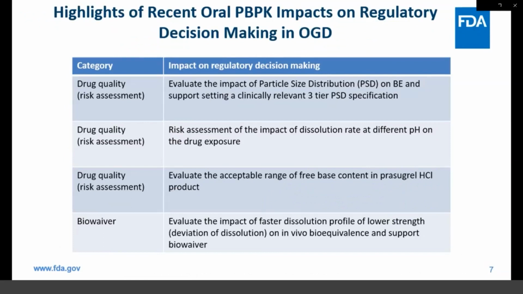This table summarizes the highlights of recent oral PBPK impacts on regulatory decision-making in OGD related to risk assessment and biowaiver. For example, PBPK was used for evaluating the impact of particle size distribution on BE and support setting a clinically relevant 3-tier PSD specification. PBPK was also used to evaluate the impact of faster dissolution profile of lower strength on in vivo bioequivalence and support biowaiver.